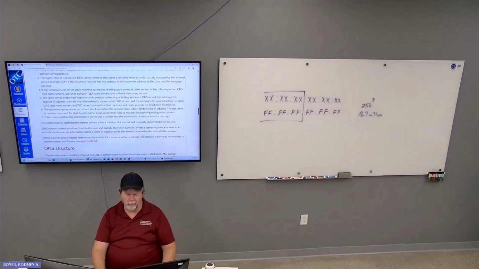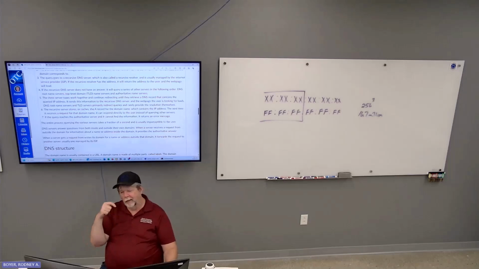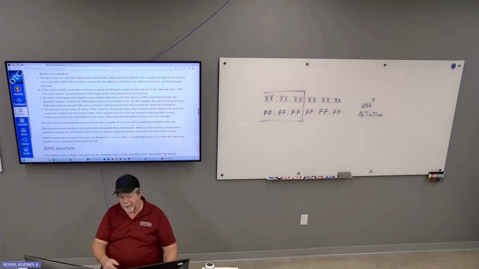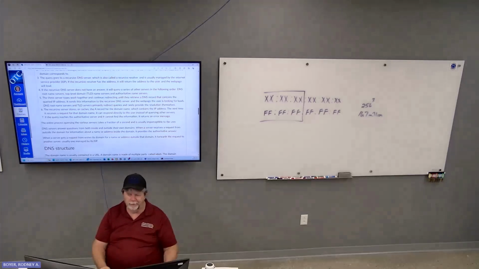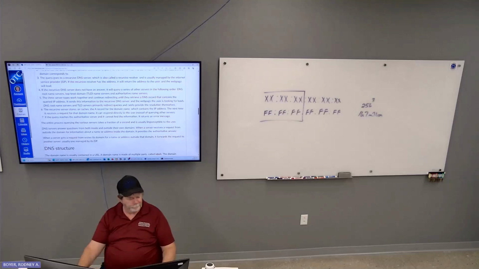Eventually it comes back to your local DNS server, and then it caches the information. So when you or somebody else makes that same request, it says, oh, I know where that's at. And it doesn't have to go through all that extra stuff. Okay.